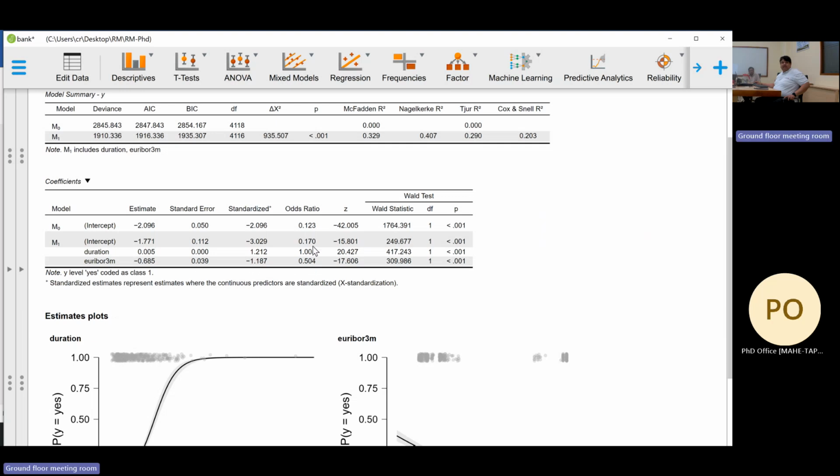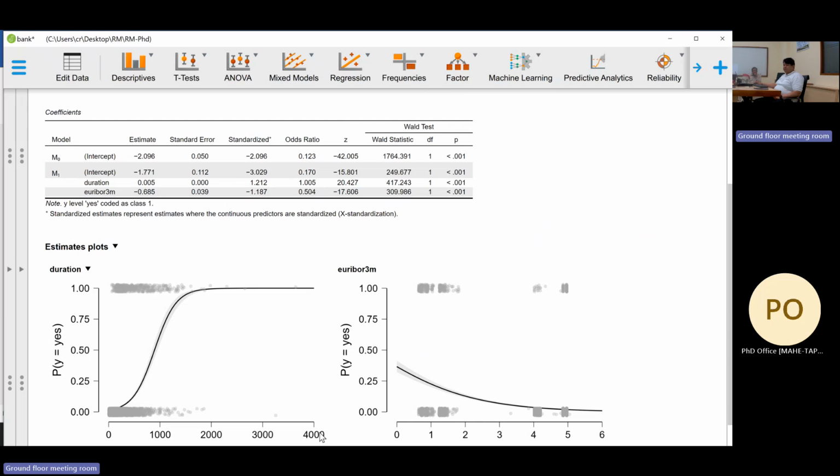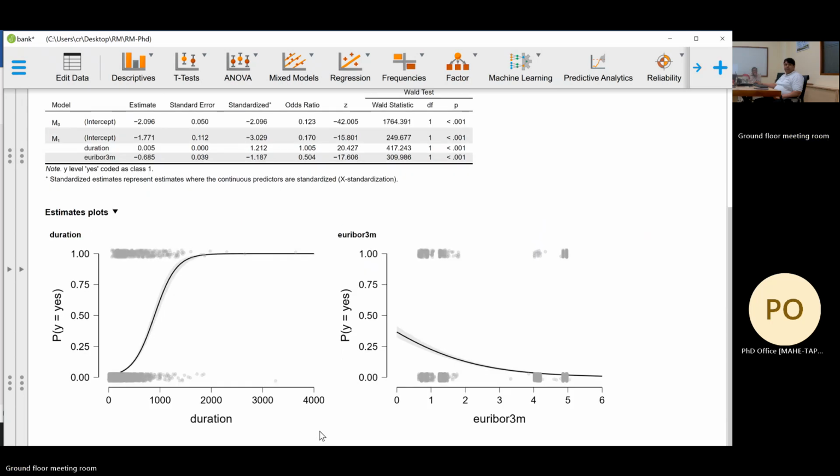And which one is more influential? Seemingly, duration is still more influential. Forget about the negative sign and look at the magnitude. From the standardized coefficient, you can say duration is more important compared to this variable.